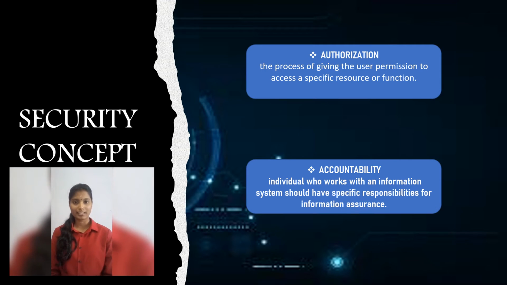Furthermore, the fourth is authorization. It's the process of giving the user permission to access a specific resource or function. Authorization is a process by which a server determines if the client has permission to use a resource or access a file. Next, we are going to the fifth security concept, which is accountability.